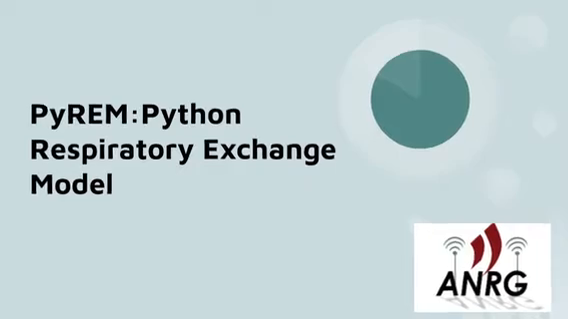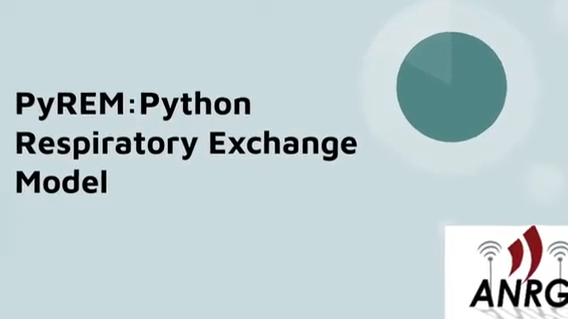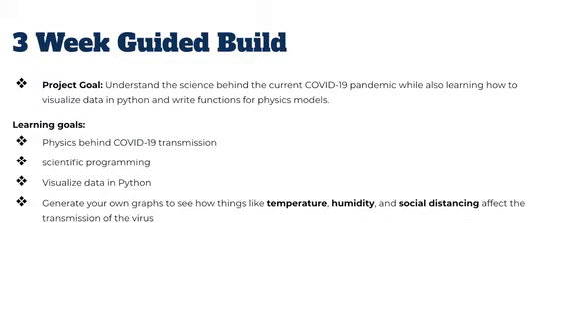This guided build is based off of a research project that I worked on this summer at USC in the ANRG lab called PyREM, the Python Respiratory Exchange Model. And my lab has published the code as open source on GitHub for other engineers, students, and researchers to learn more and explore. Therefore I wanted to take an excerpt of that project and turn it into a 3-week guided build for students to learn more about the physics and math behind how COVID-19 is transmitted in the air and how we can use Python to simulate the trajectories of these droplets.